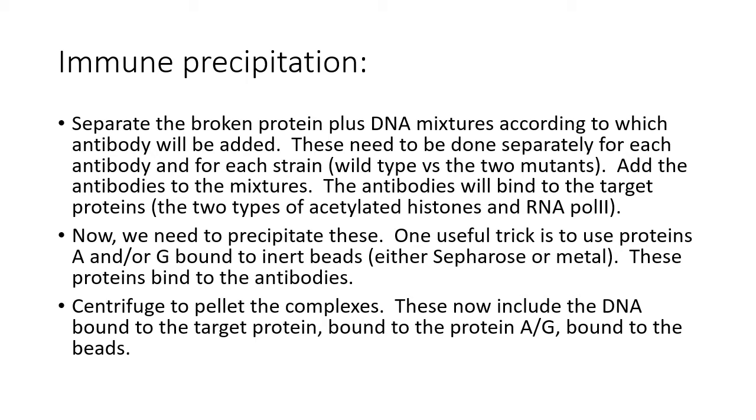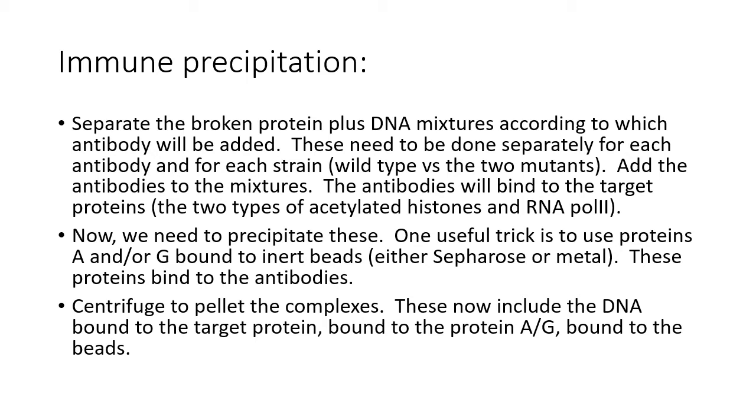So these are going to be added separately. When the antibodies come into contact with the proteins in your extracts, they will bind to them, and we need to separate those complexes from the rest of the chromatin and the rest of the DNA. One very popular trick is to use proteins A or G that are bound to inert beads, usually either sepharose or metal.